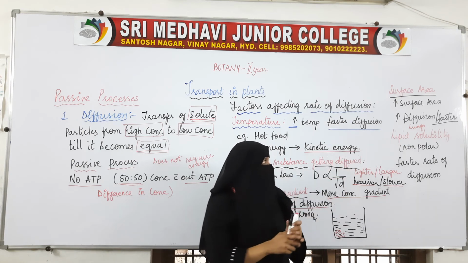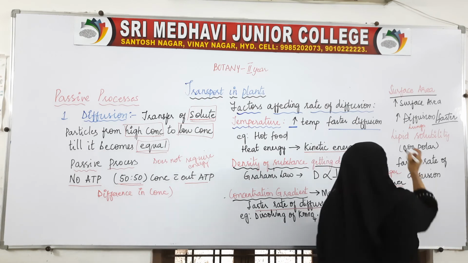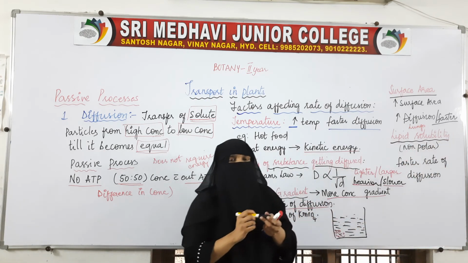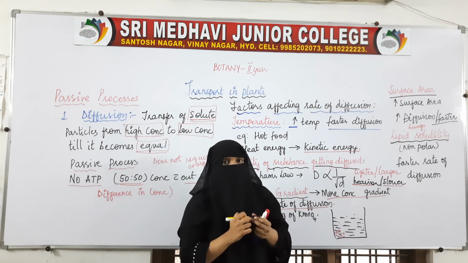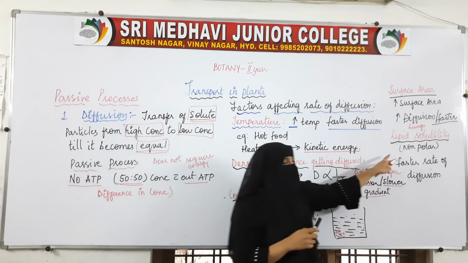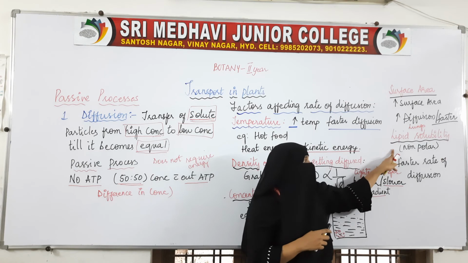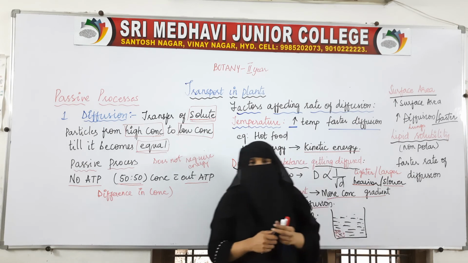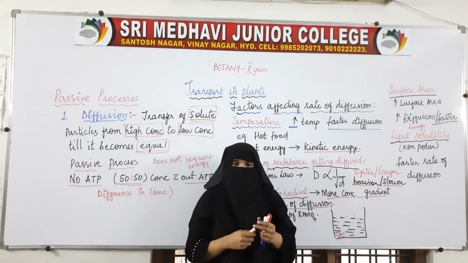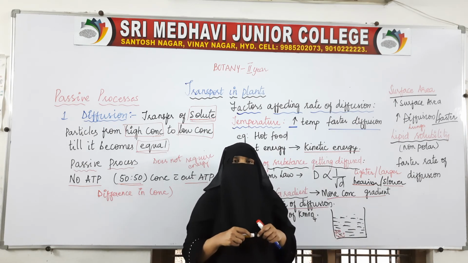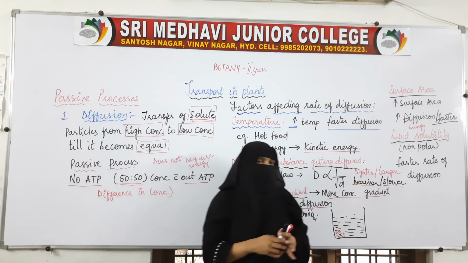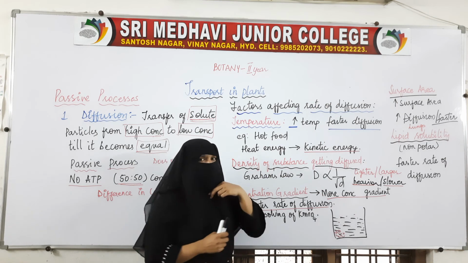Next and the last one is lipid solubility. The rate of diffusion also depends on lipid solubility, that is, fat solubility. If the substance is non-polar or fat soluble, then the rate of diffusion is faster. If the substance is lipid soluble, then the rate of diffusion will be faster. So these are the various factors which affect the rate of diffusion.